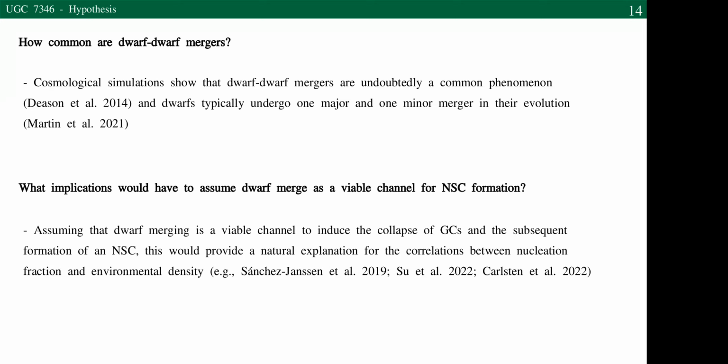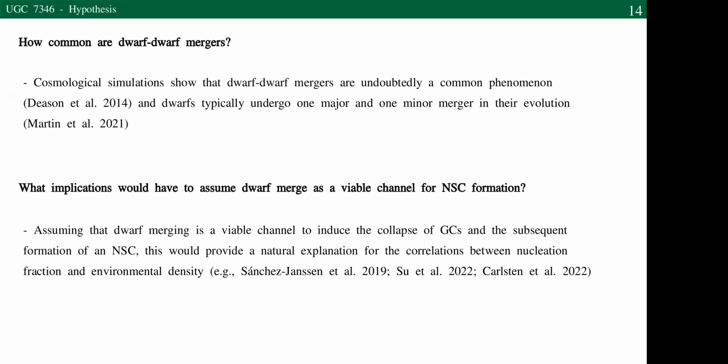Another thing that we can explore is what implications we'll have to assume that the dwarf merger is a viable channel for the production of nuclear star clusters. And I think this is an interesting point. In fact, one of the open questions in nuclear star clusters is to explain the environmental dependencies of the nucleation fraction. This is that the galaxies in denser environments tend to have a higher nucleation fraction.